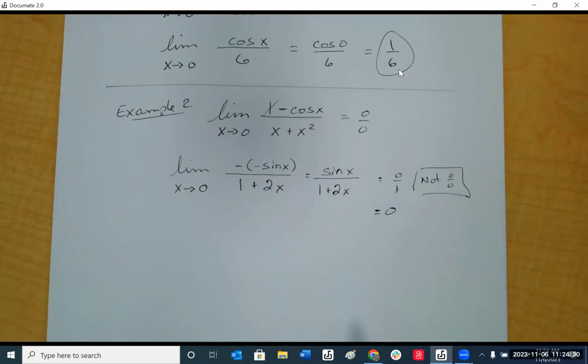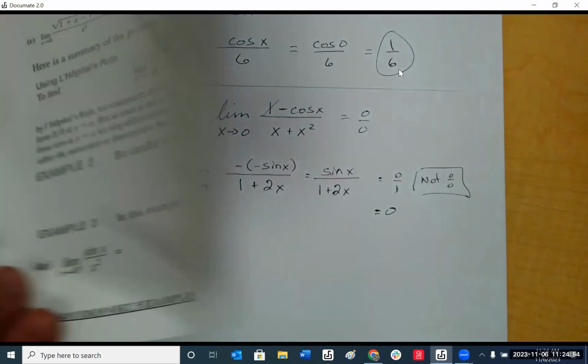Yeah, because I wouldn't want to do L'Hopital's with the quotient rule here, because it's just going to give us a big old ugly number. It'll give us the same thing, with a whole lot of work for nothing.